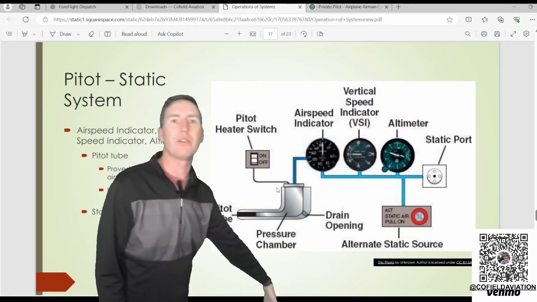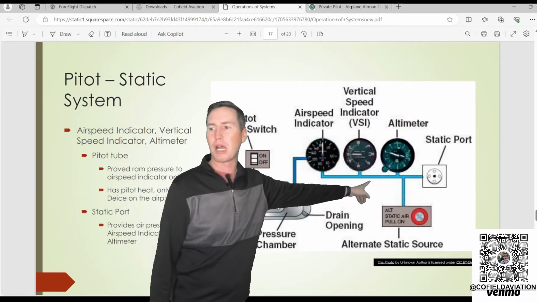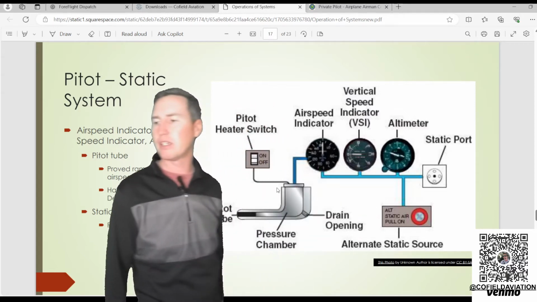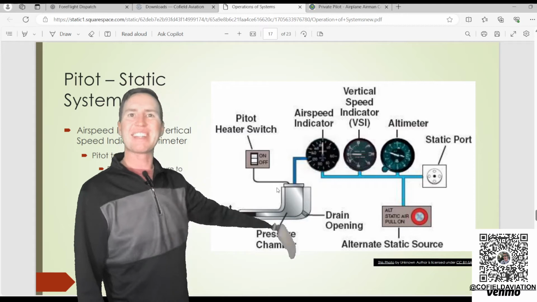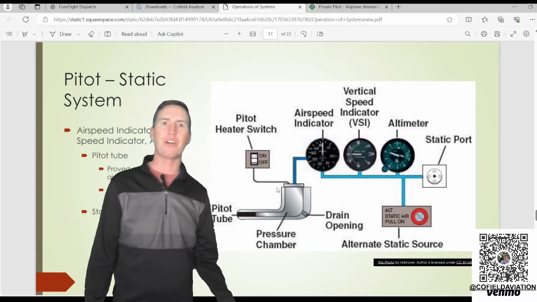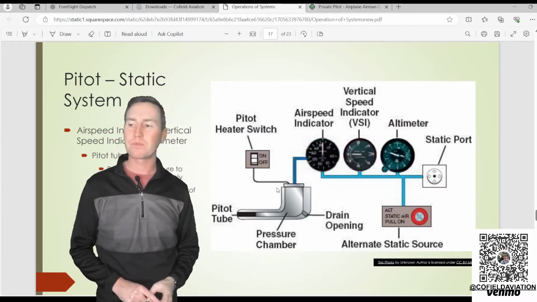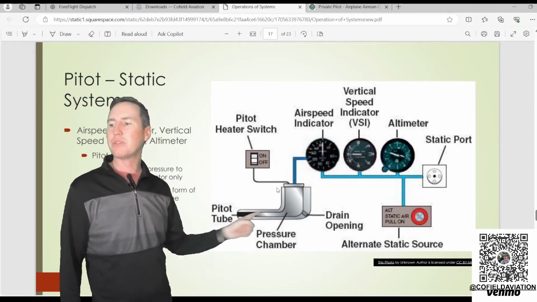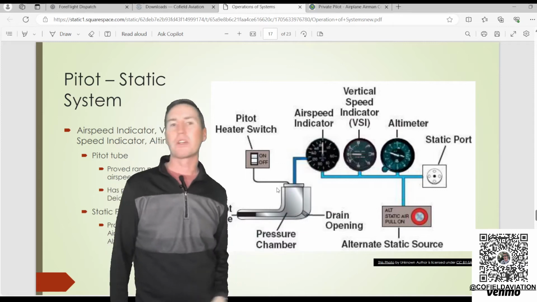We pitch the nose down, we're getting proper indications here, vertical speed showing a descent, altimeter showing a descent, but the airspeed stays exactly the same. It's not changing at all. We know we've got a problem, right? And if it's with the airspeed indicator, the only problem we have is with the Pitot tube. Static port is working just fine.